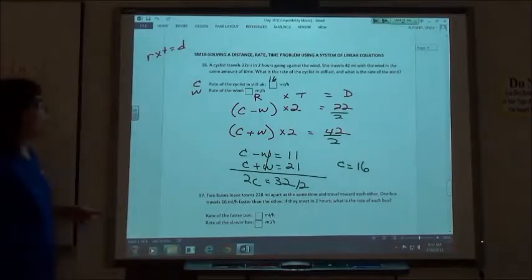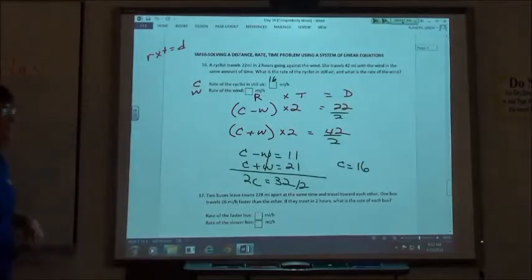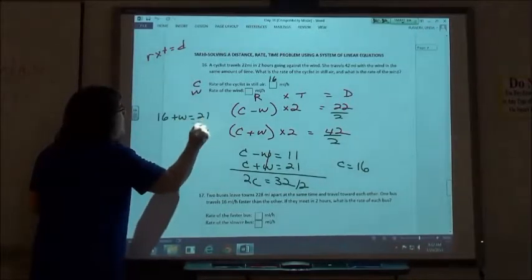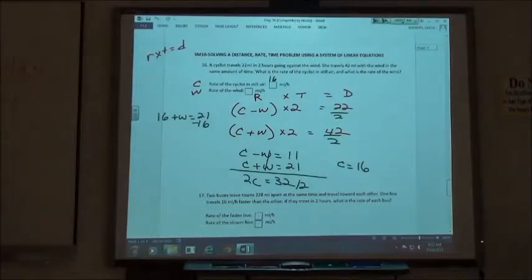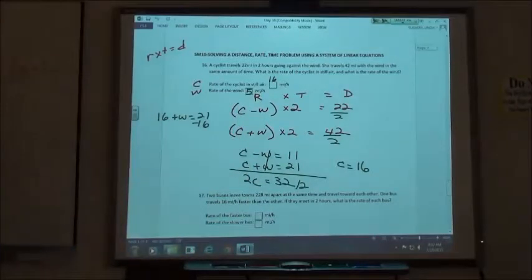So the cyclist is going 16 miles an hour. I still need to find the rate of the wind. Again, I like to use the one with the plus because then I just have to subtract the 21 minus 16. So if I subtract there, what would I get for the rate of the wind? Five, right? So the cyclist is going 16, the wind is going 5.